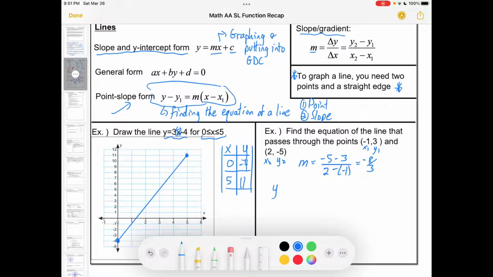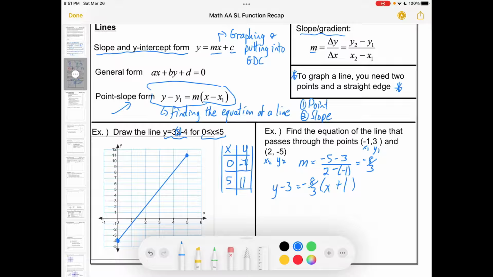So y minus y1, so that's a 3. M, slope we just found, is -8/3. And we'd have x minus x1, so minus -1. Minus a -1 is probably better expressed just as x plus 1. And that's the answer if we are not asked for a specific form.